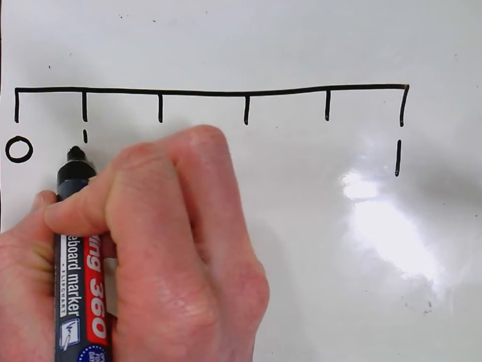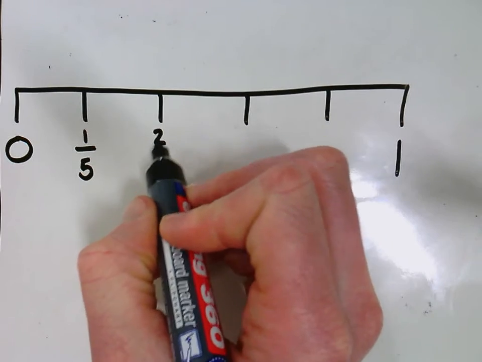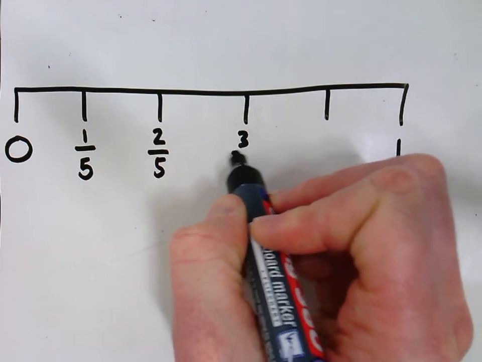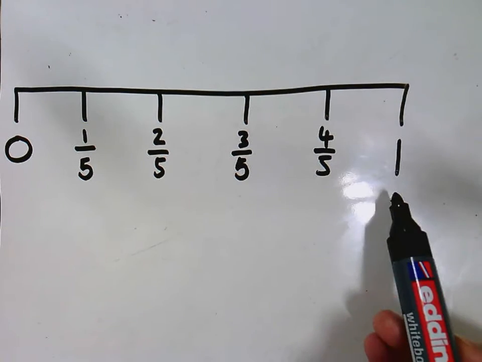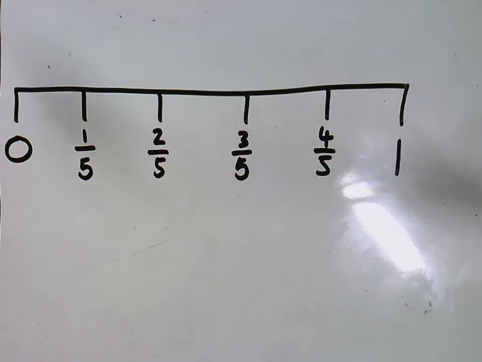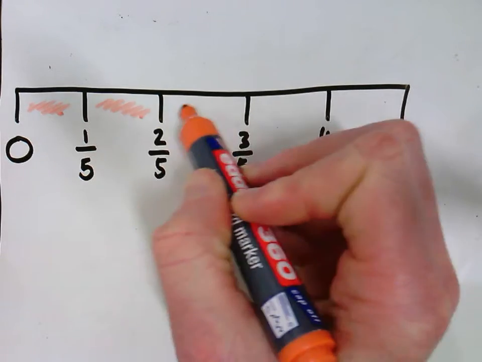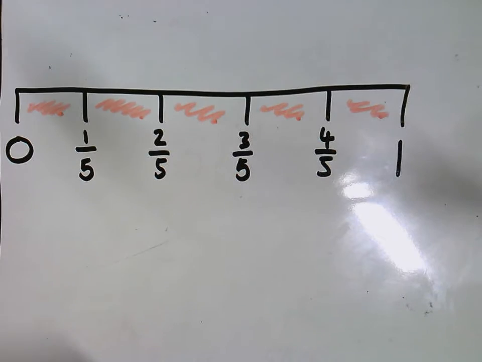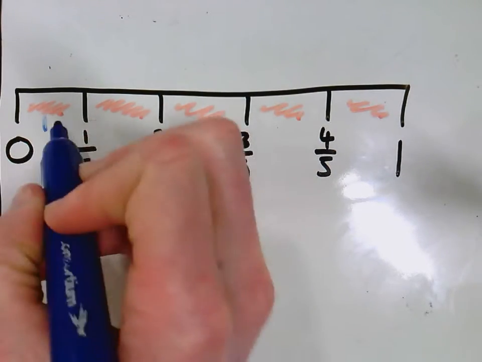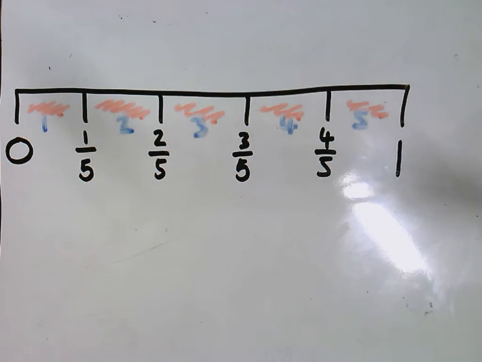So if I write on here 1/5, so we've got 0, 1/5, 2/5, 3/5, and finally 4/5. We know that 1 would be 5/5. 1 is equivalent to 5/5. So it's important to count the gaps, the space we have there. So we have 1, 2, 3, 4, 5. So we know that we've got fifths.